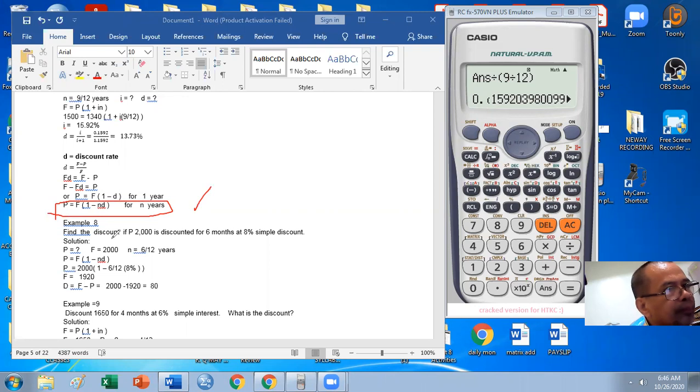Find the discount if 2,000 is discounted for 6 months at 8% simple discount. So, ito yung formula na gamitin natin. This will be your F now. So, ang hinahanap mo yung P, ito yung present worth. So, P equals F times 1 minus ND, and then P is 2,000 times 1 minus 6 over 12 times 8%. You have 1,920, and the discount will just be 2,000 minus 1,920, this is 80.